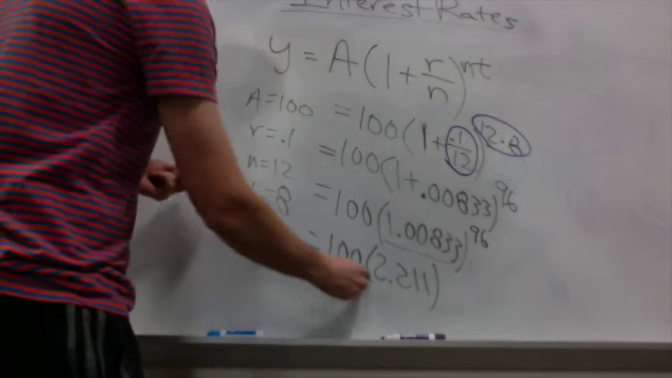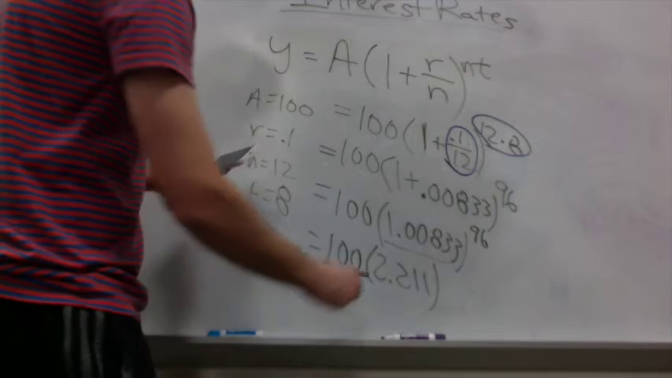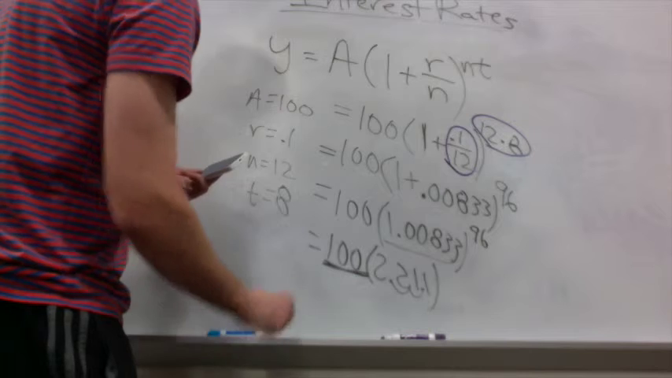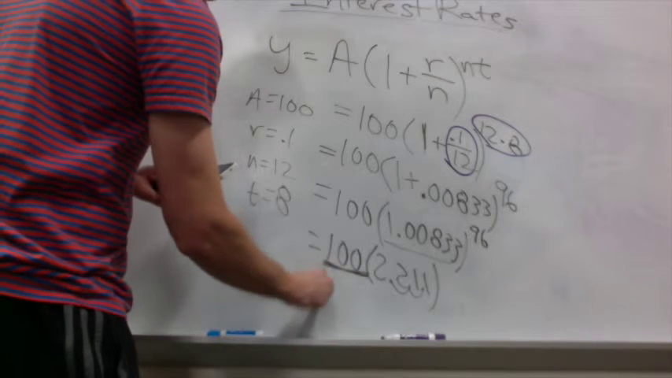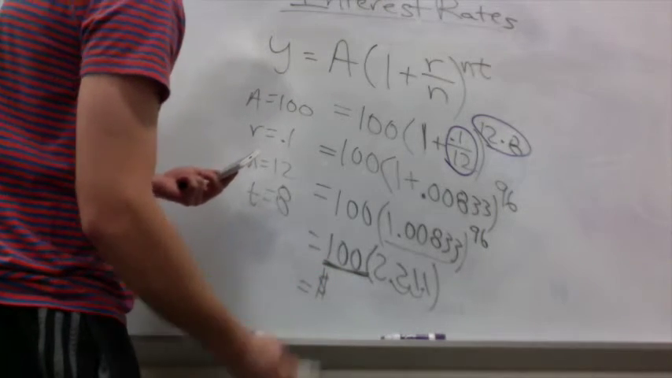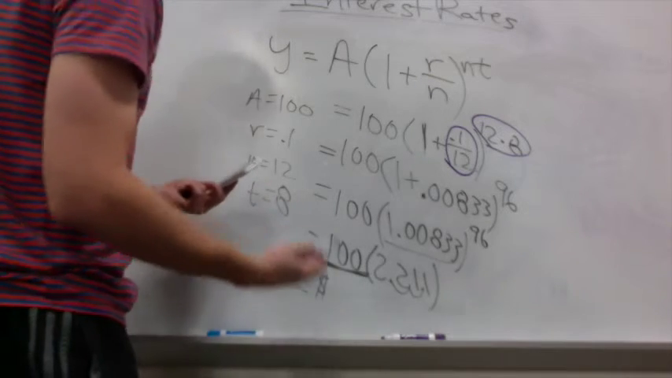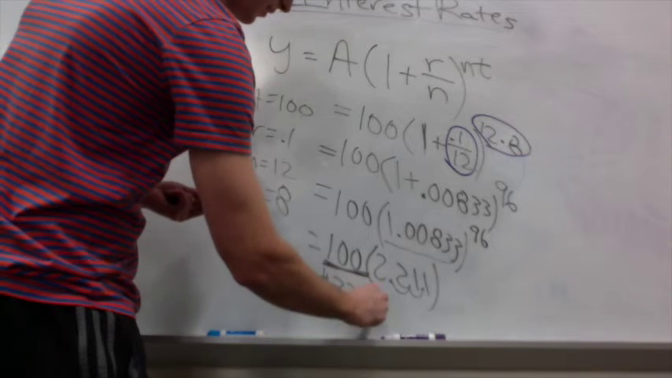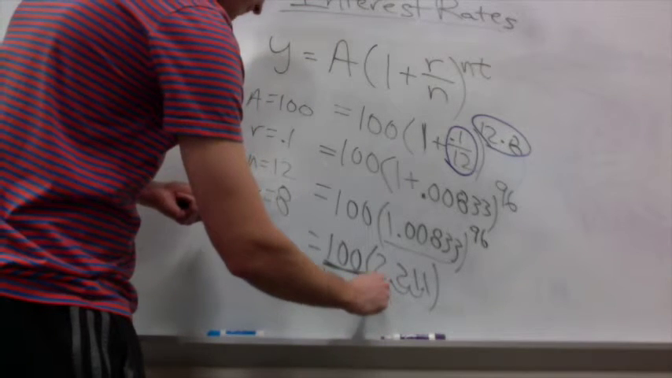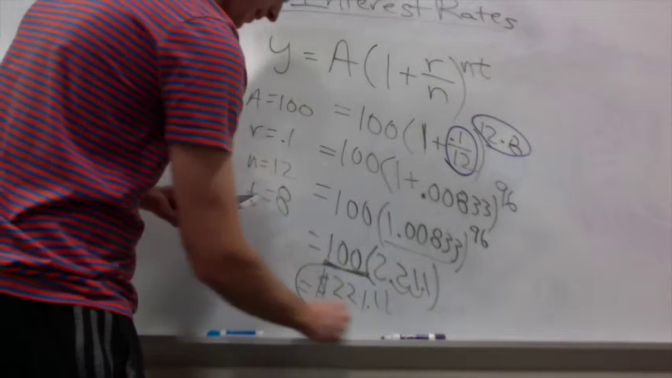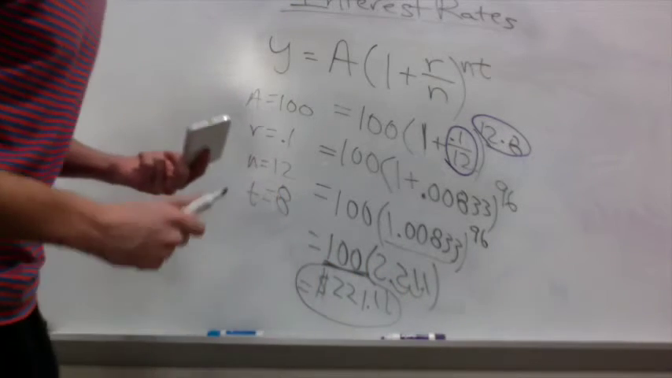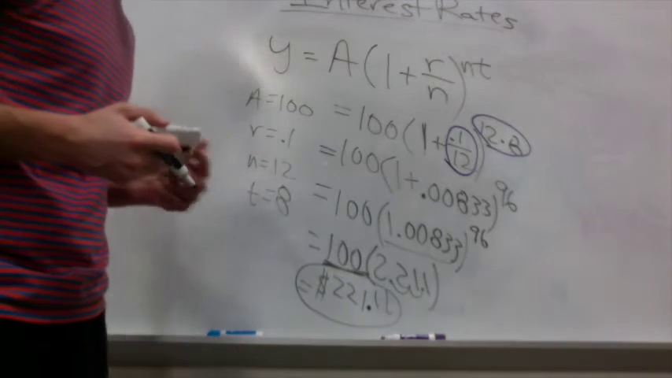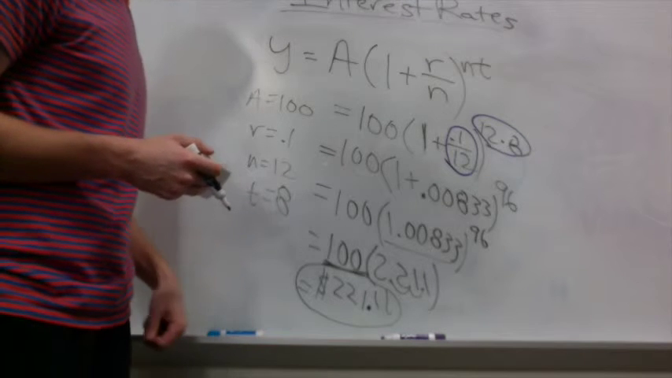Now, if you're good with your 100 values, what that does to a decimal is slide it over 2 spots, which means how much money did we make after 8 years? Now, the more money you put in, the more money you make, but not too bad. $221.11. So check my math out. $221.11. That's not too bad for 8 years of interest.